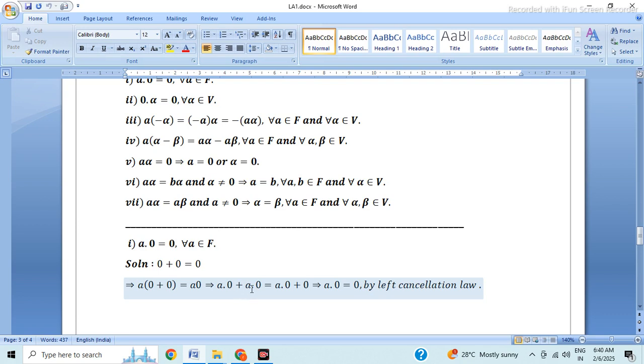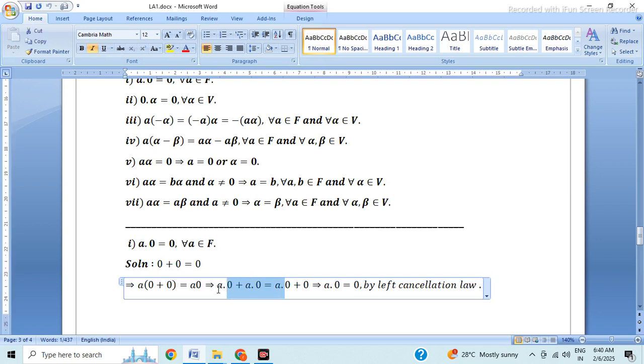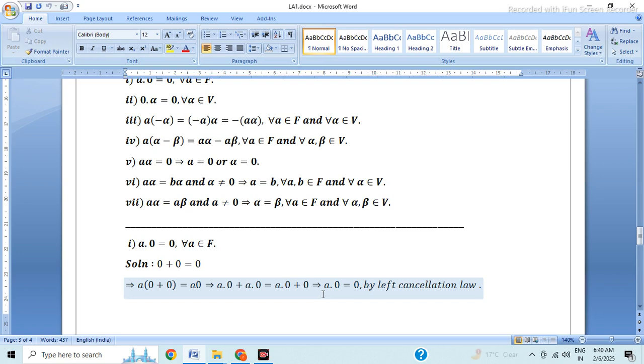first one is A into 0 plus 0. That can be written as A into 0 plus A into 0. Why? Because this is of the form A into alpha plus beta, which is the same as A alpha plus A beta. Then since 0 is the additive identity, A into 0 can be written as A into 0 plus 0. Again, by left cancellation law, A into 0 will be cancelled. Then next what we get? A into 0 is the same as 0.